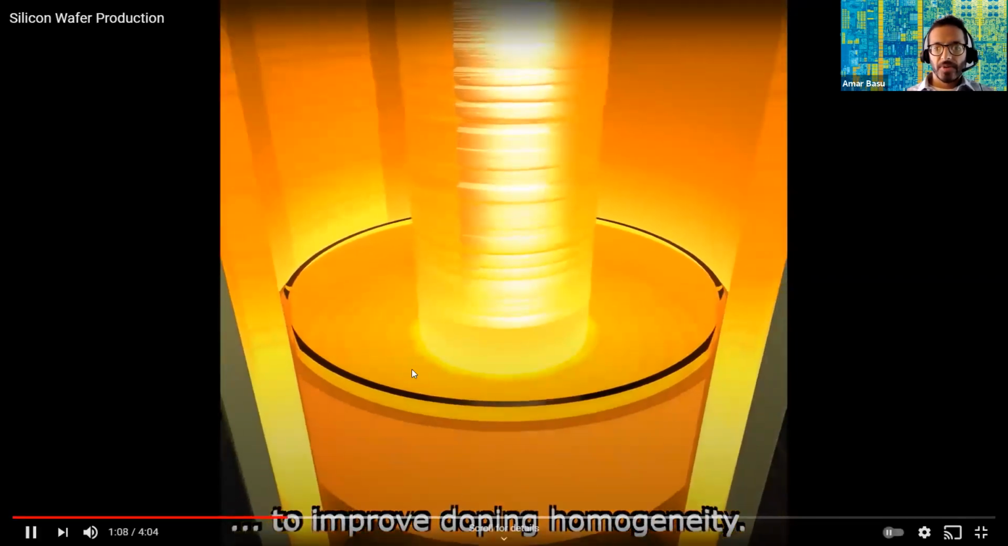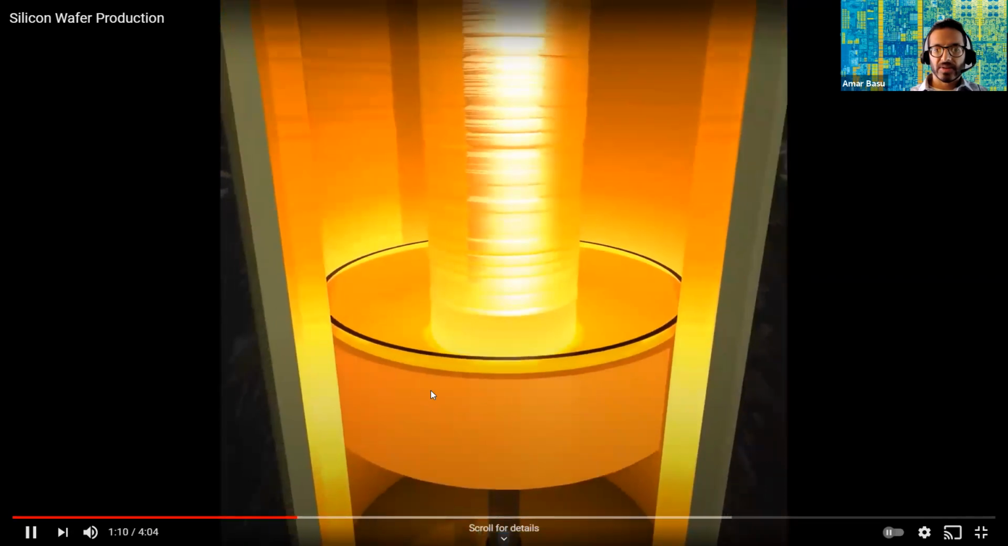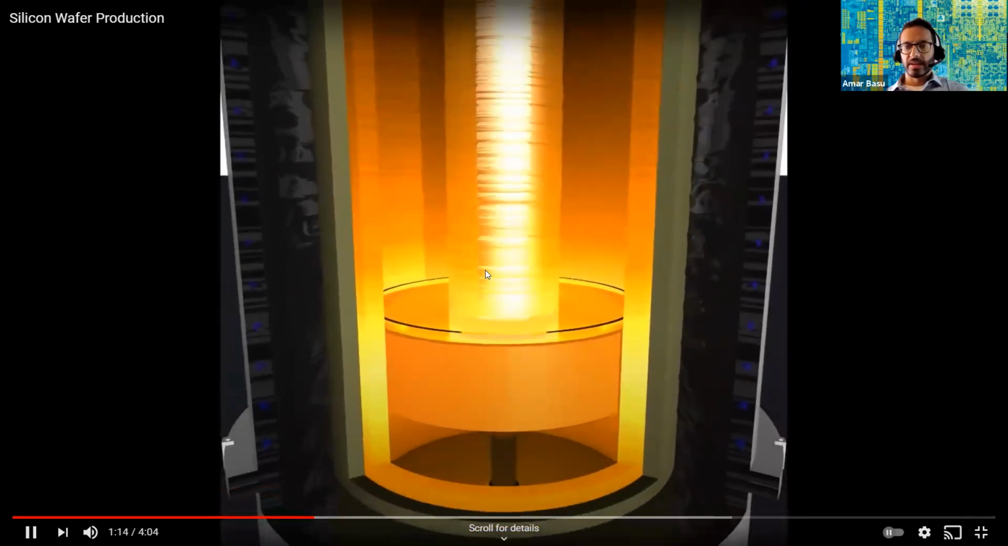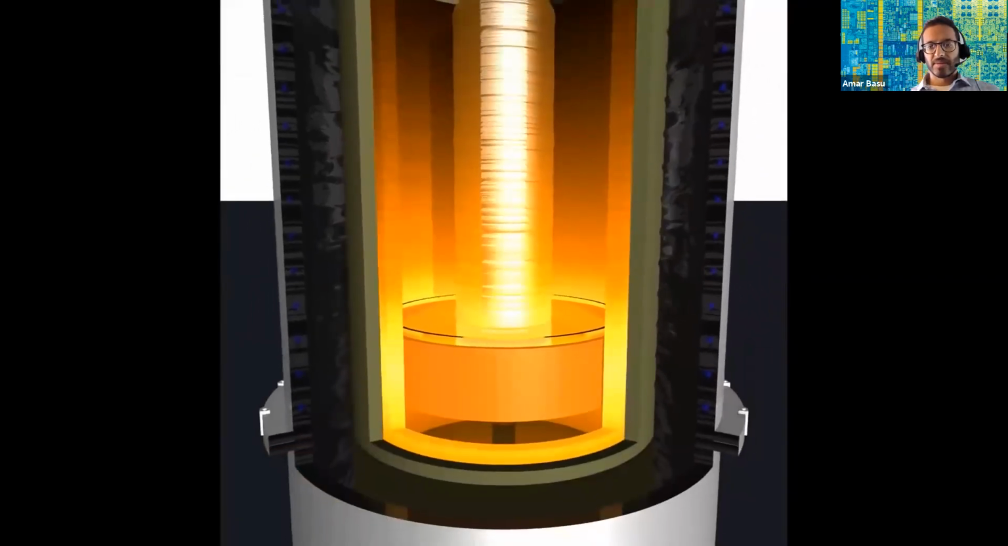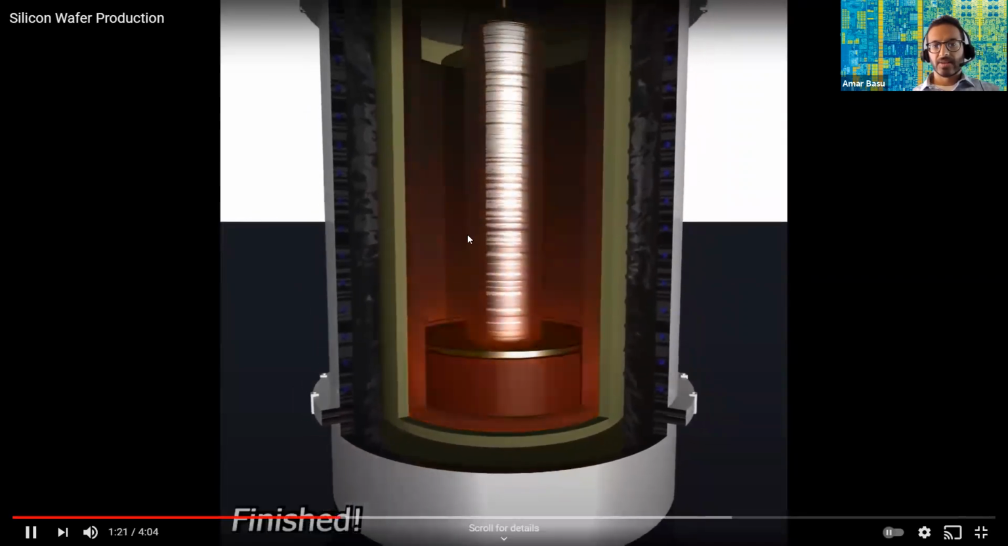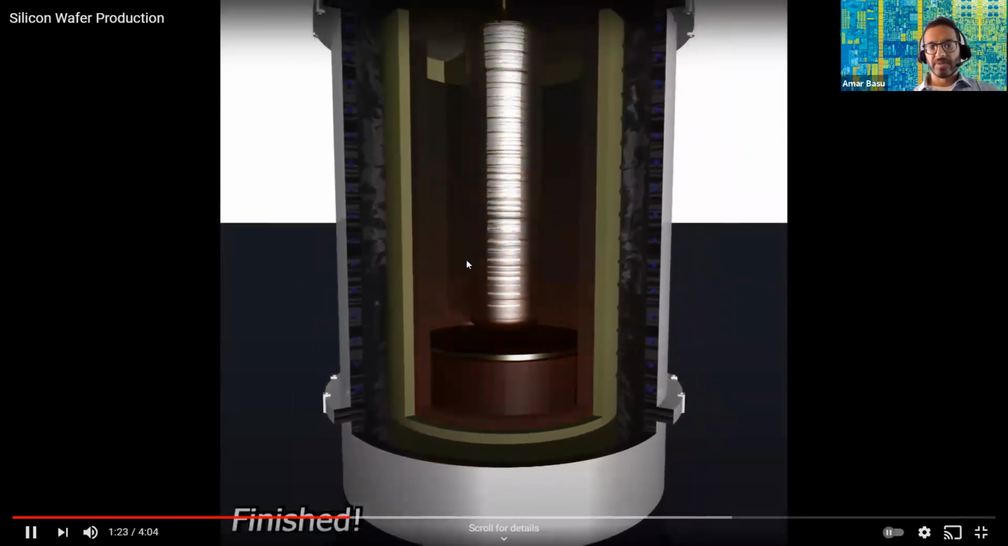Eventually, all the silicon in the melt is consumed, and you're just left with this tall ingot made of single crystal silicon. Now, the size of the ingot determines the size of the silicon wafers.